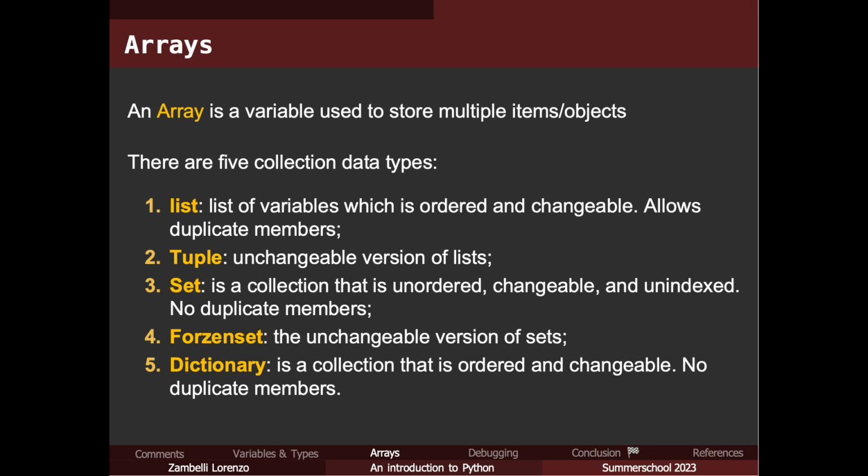And dictionary, as the name tells you, is just a collection of variables and objects which you can change, and they are not indexable, but they're just a key that corresponds to a value, like in the dictionary, basically.